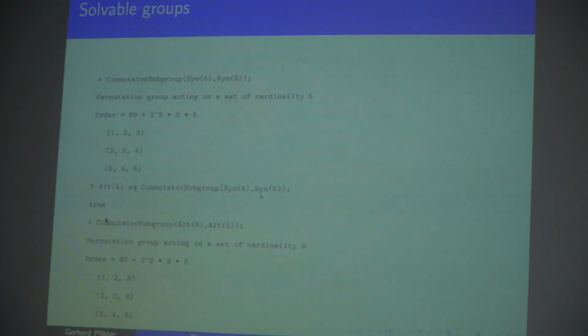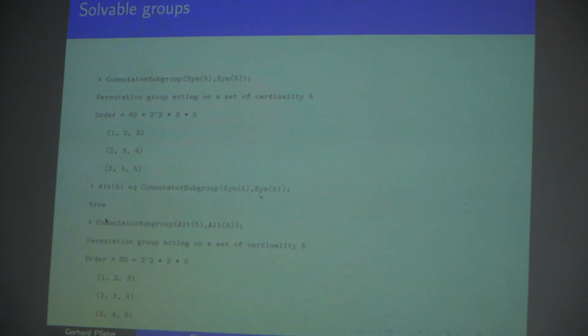Okay, now back to computations. We try with a symmetric group S5. We compute the commutator group of S5 and S5, and it turns out to be a subgroup of order 60, and we want to know what kind of group it is. Then we ask whether the alternating group of 5 is equal to the commutator group of S5 and S5, and the answer, as you see, is true.